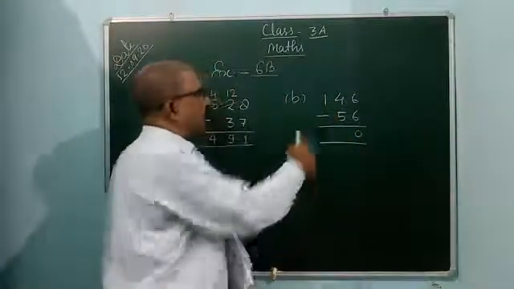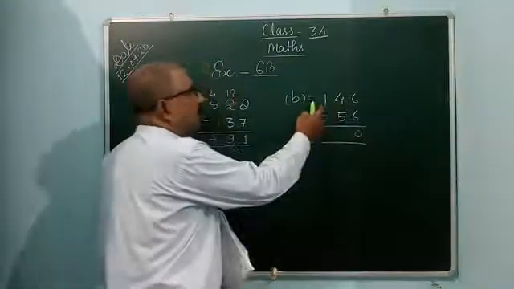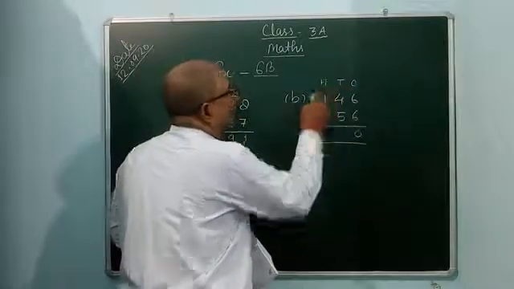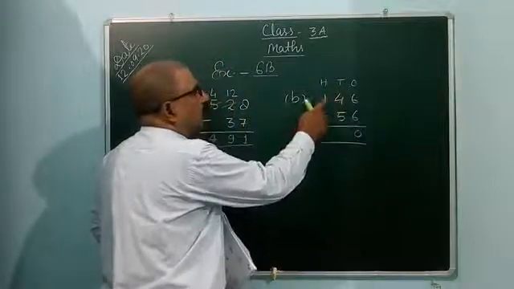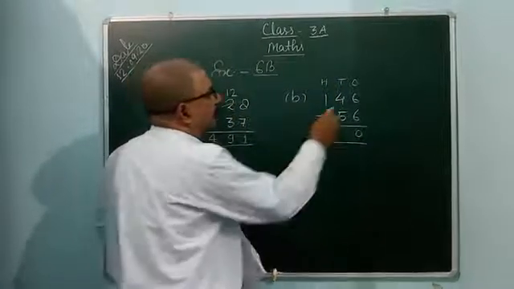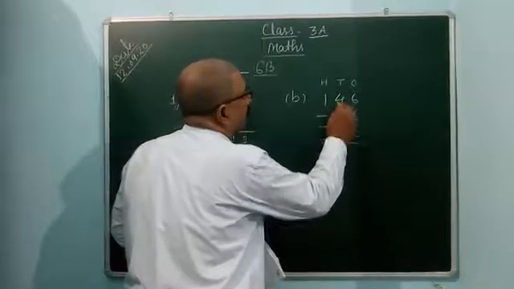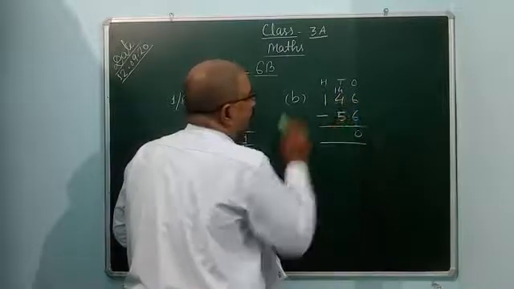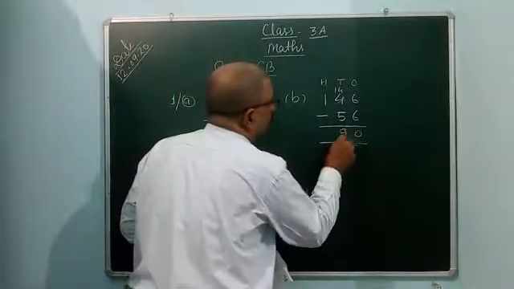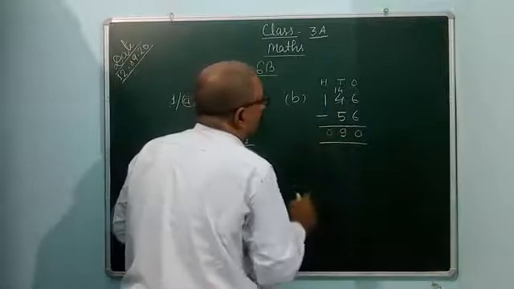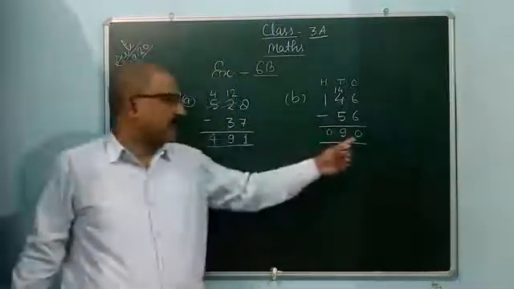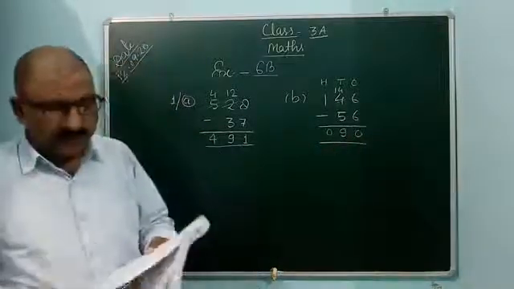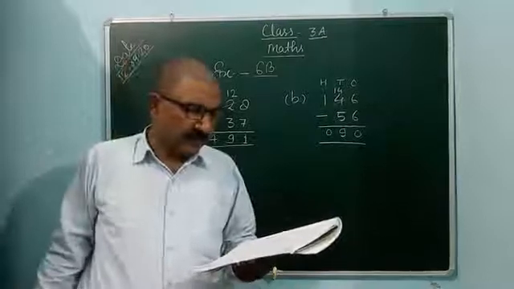And 4 is less, 5 is bigger. So 4 will take borrow from here, hundreds place, because already you know ones, tens, hundreds. So this tens, 4 will take borrow from this hundred. It will be 14. 14 minus 5, 9. And here 0. So it means 90. The subtraction result will come 90. In this way, you can do C, D, E.